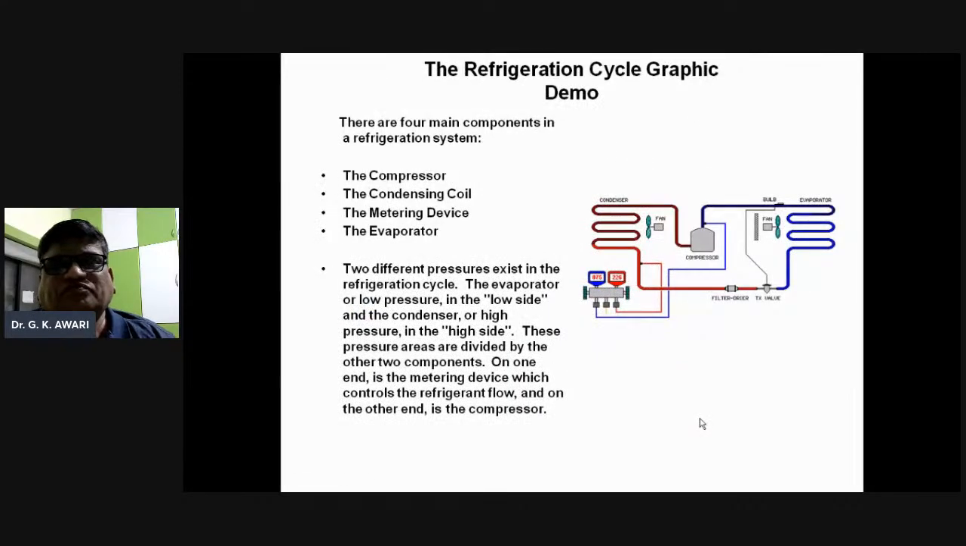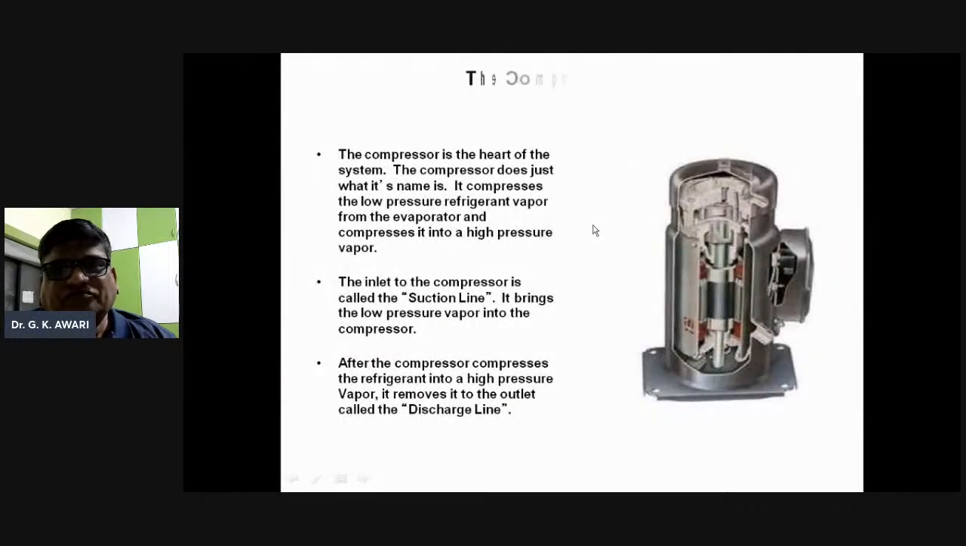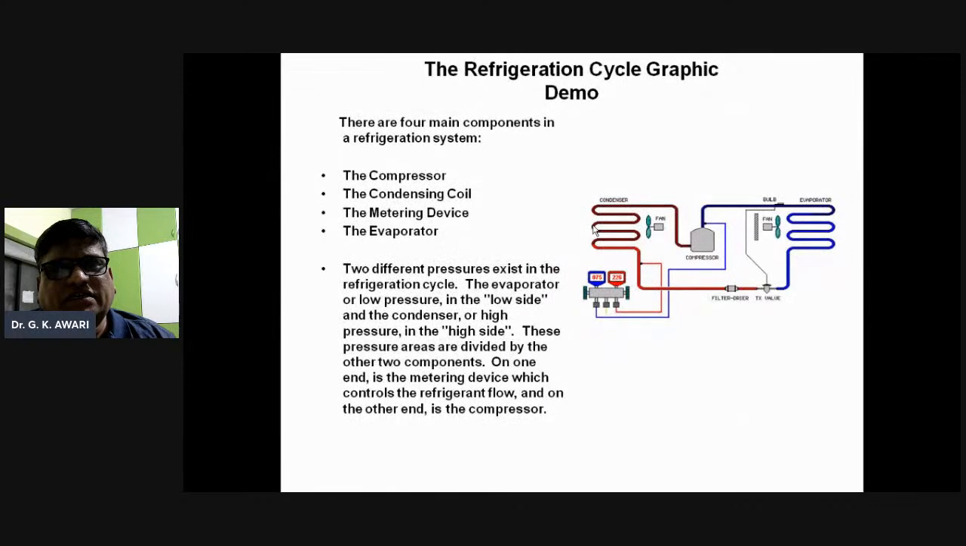So therefore, this is the refrigeration cycle, of which the demo is being shown over here. That is the condenser, the evaporator, the compressor, and the throttle valve. So the condenser, the compressor, the condensing coil, the metering device, and the evaporator.